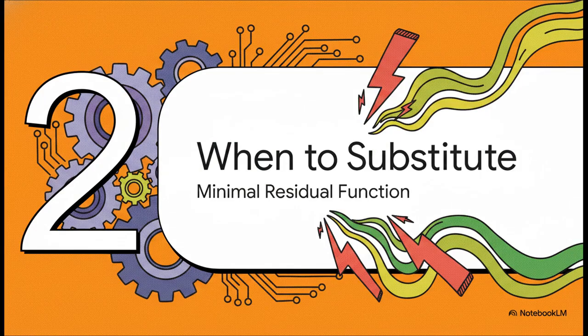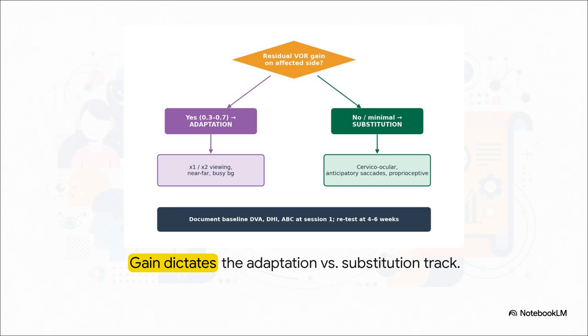Okay, moving right along to Section 2, when to substitute. What do we do with minimal residual function? This clinical algorithm from Australian Dizziness Clinics is incredibly helpful. It illustrates a fundamental fork in the road, showing how residual VOR gain explicitly dictates your path. Just look at the top there. Is residual VOR gain present on the affected side? If yes, great, you move down the adaptation track. But if no, meaning it's minimal or absent, you have got to switch over to the substitution track.